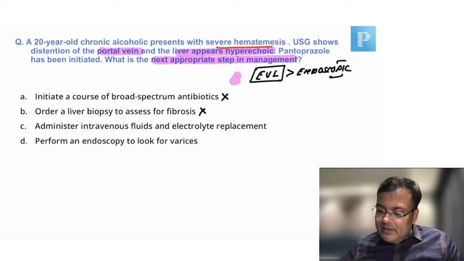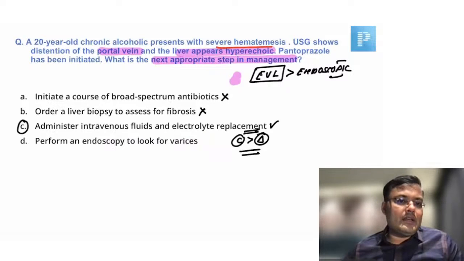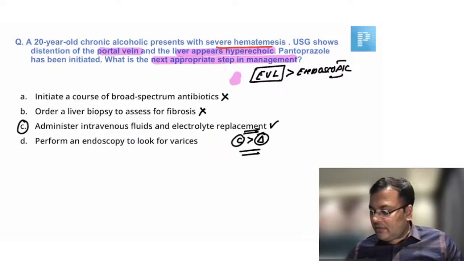Liver biopsy immediately should not be done. Administer IV fluids and electrolyte replacement, obviously yes. And after that, when patient is stabilized, we perform endoscopy. So it is C followed by D. Clear, guys? So first IV fluids, electrolyte replacement, followed by D. Clear? So these were the questions.